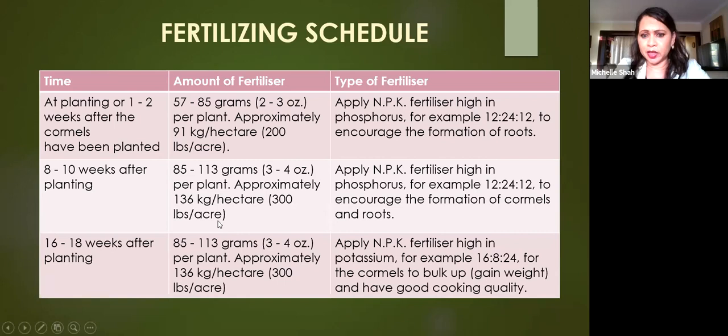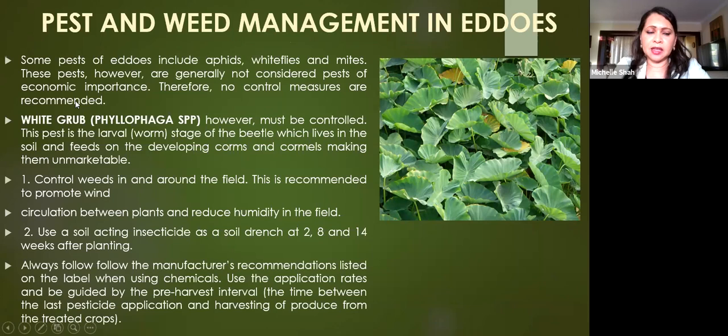Pest and weed management. Some pests of eddoes include aphids, whiteflies, and mites. These pests, however, are generally not considered pests of economic importance. Therefore, no control measures are recommended. The white grub, however, must be controlled. This pest is the larval stage of a beetle, which lives in the soil and feeds on the developing corms and cormels, making them unmarketable.